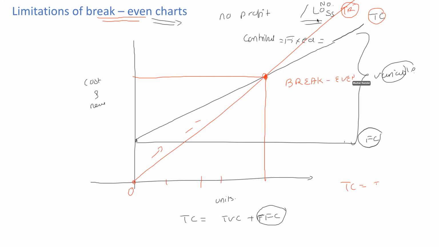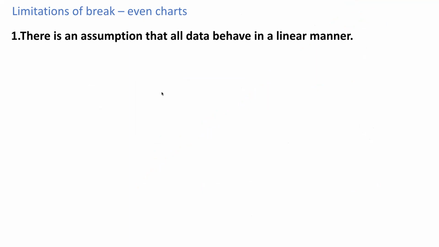Anything that you sell below the break-even point would give you loss. Anything that you sell above the break-even point would give you profit. So this is a small description of the break-even chart. We will do it a little bit more in detail, but before that, let us look at the limitations of the break-even chart.